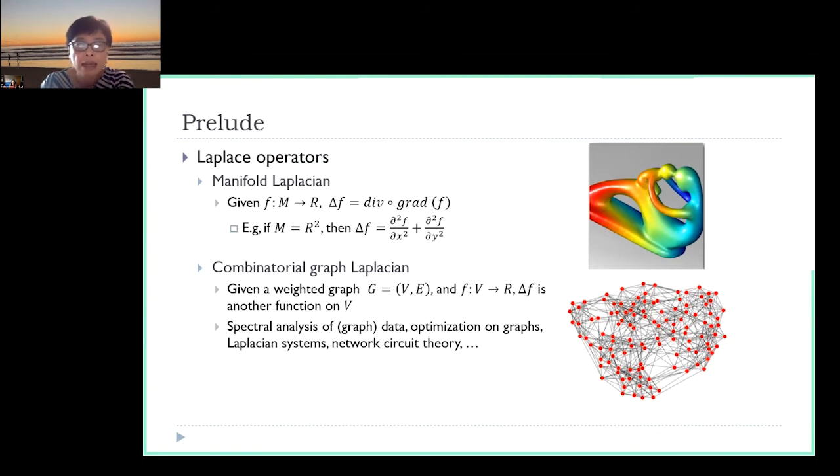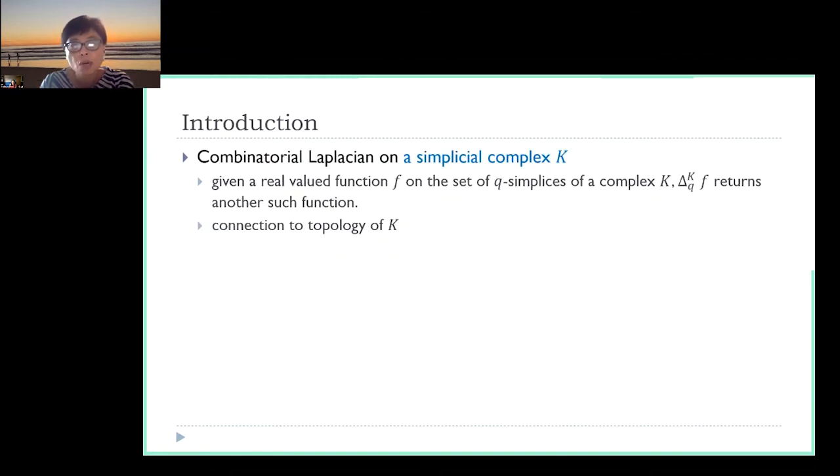Now, it turns out that you can also extend this concept of the combinatorial graph Laplacian to a simplicial complex K. Essentially, if you are given a real-valued function f on the set of q-dimensional simplices of a simplicial complex K, then after applying this combinatorial Laplacian to this function, you get another such function back. And as we'll see later, this also has an interesting connection to the topology of the simplicial complex K.